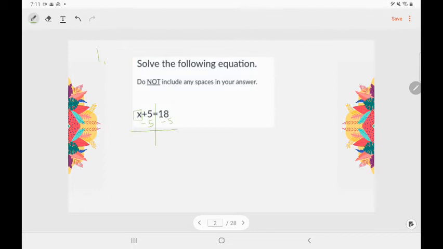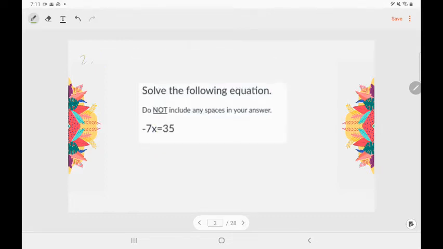So on the left side, I am left with 5 minus 5 zeros out, and I'm left with x. I bring down my equal sign. 18 minus 5 is 13. So my final answer is x equals 13. Let's try number 2. Solve the equation.